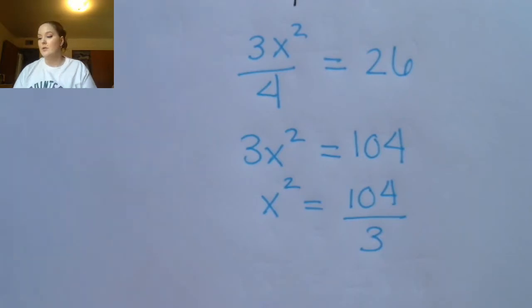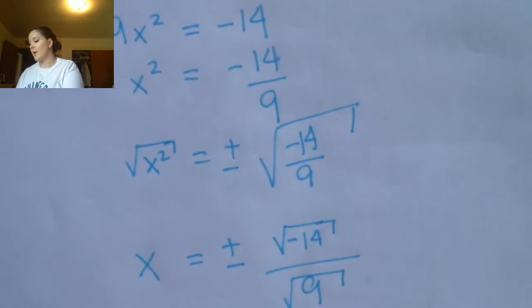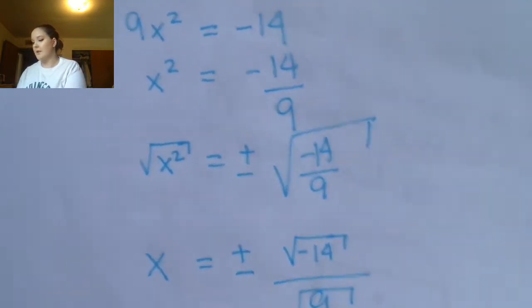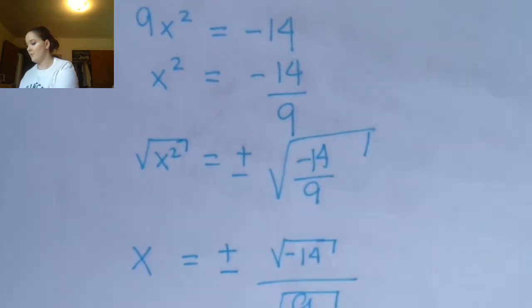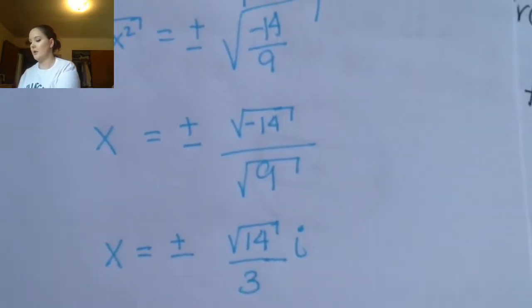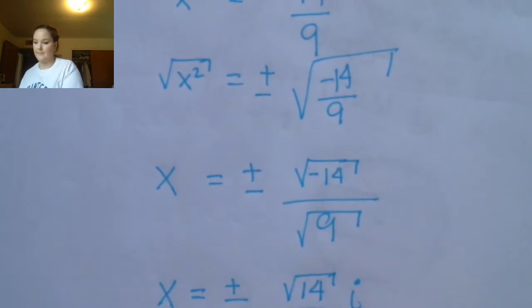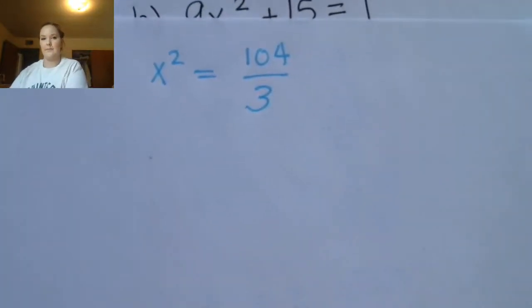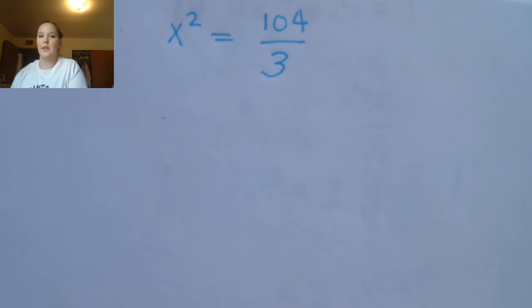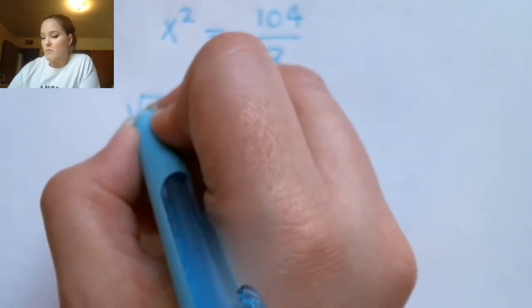So now I need to take the square root of both sides. Right now we're looking at our equation, which currently is x squared equals 104 over 3. So what we're going to do is take the square root of both sides.